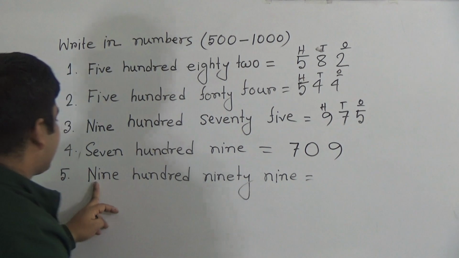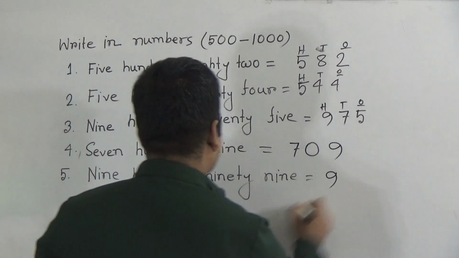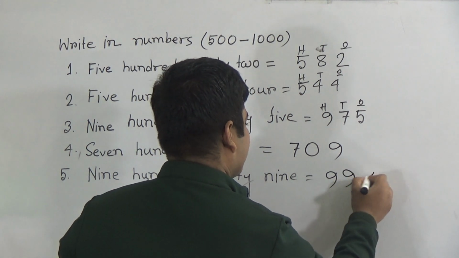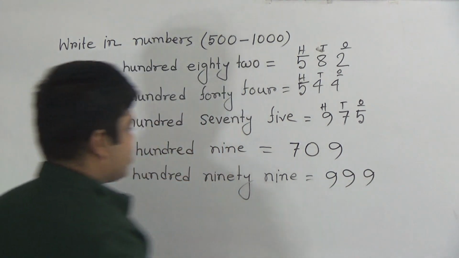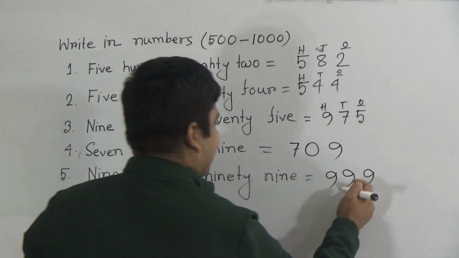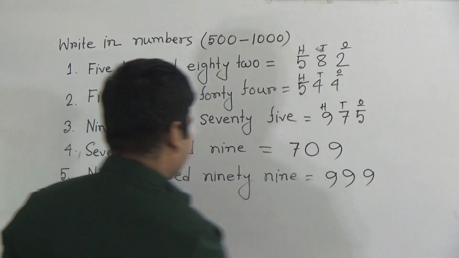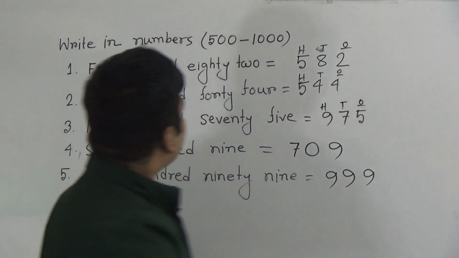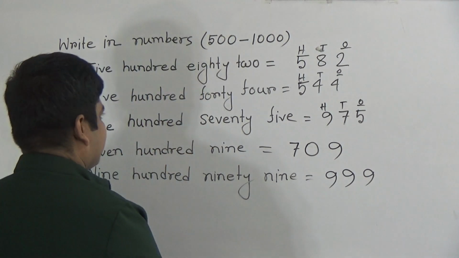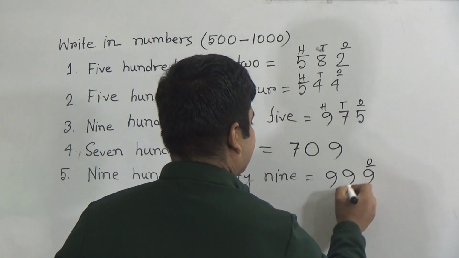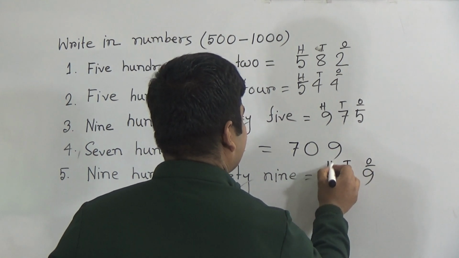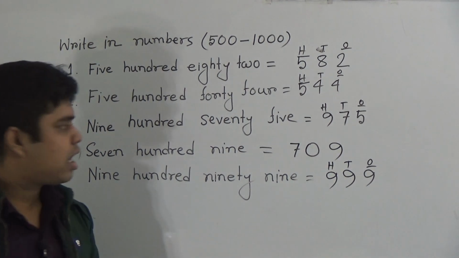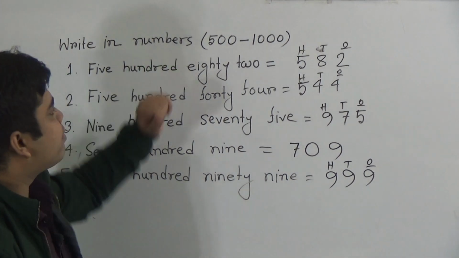Number 5, 999. So 900, I write 9 first, then 99. So it has tens place and also ones place. So I write 999. Okay, I hope you have understood. 9 is in ones place, 9 is in tens place, and 9 is in 100 place. So my dear students, I hope you have understood how to write in numbers.